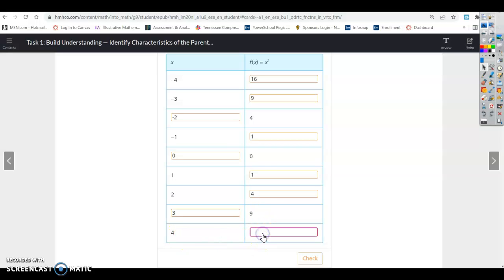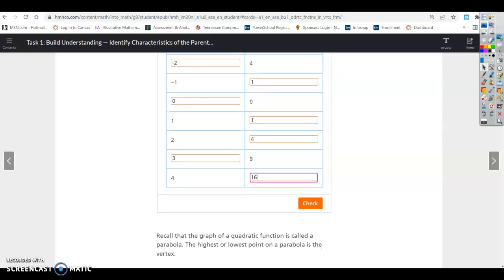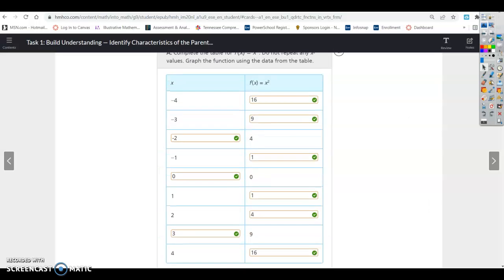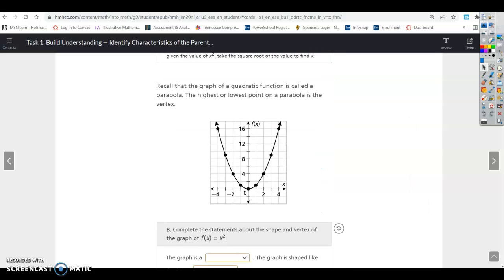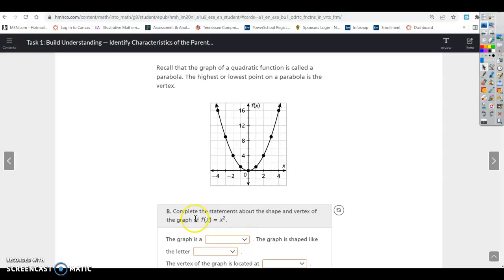4 squared is 16. So you can see how these go from -4 up to 0 and then on up to 4. So these are increasing by 1. And you can see that these go down to 0 and then back up. So that's why we get that U-shaped graph called a parabola. So that's our table.